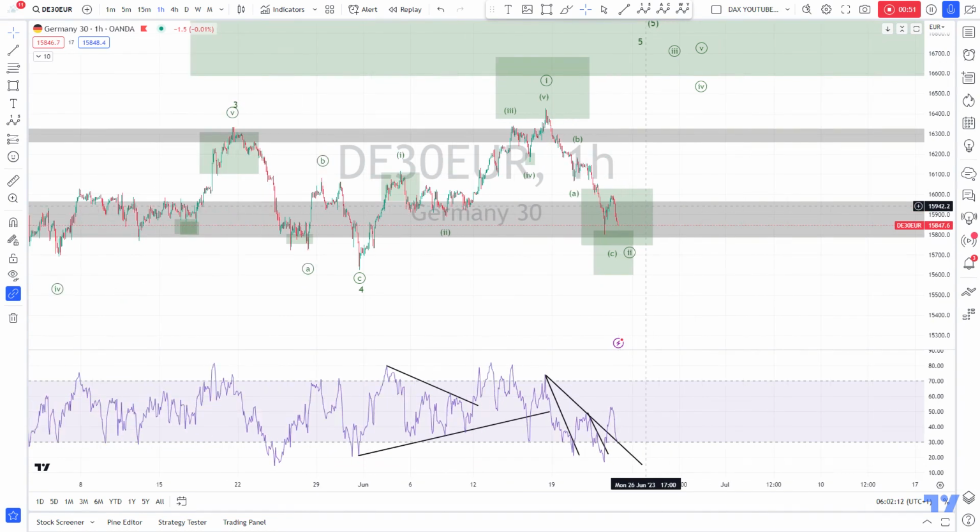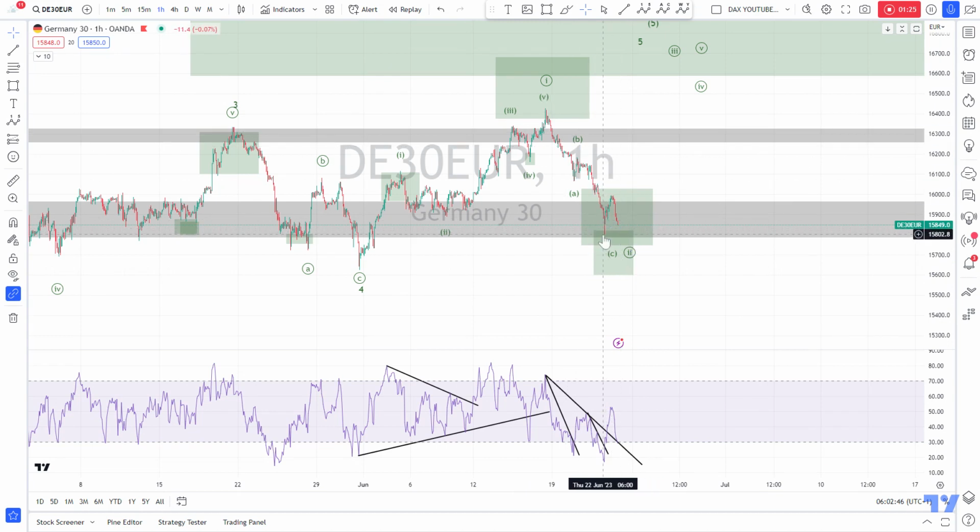So first, I will just continue with my primary scenario, and then I discuss two alternative scenarios. So the primary scenario is as it is drawn here. So this was a wave for low. We had the first impulse up, and now we are correcting this wave one to the downside as a wave two.